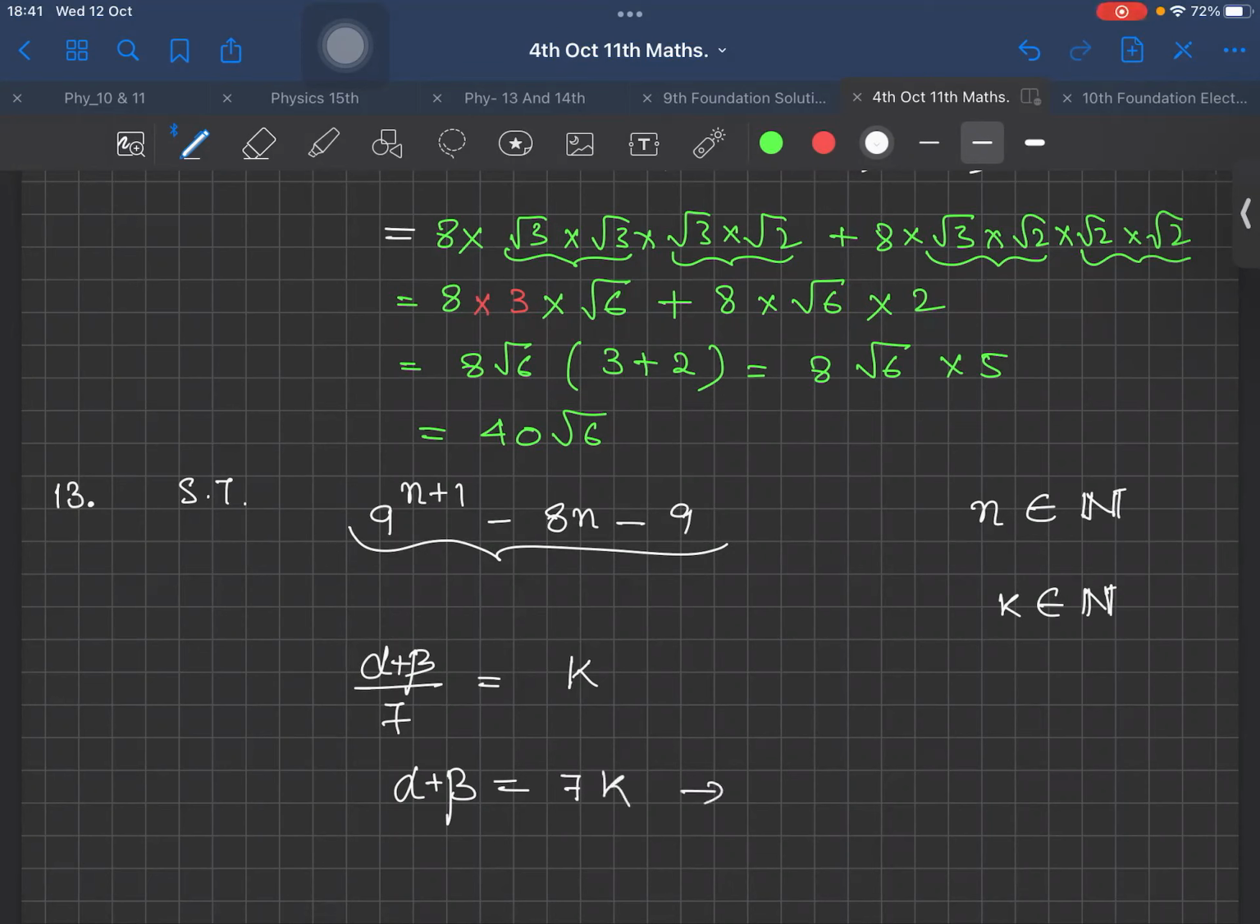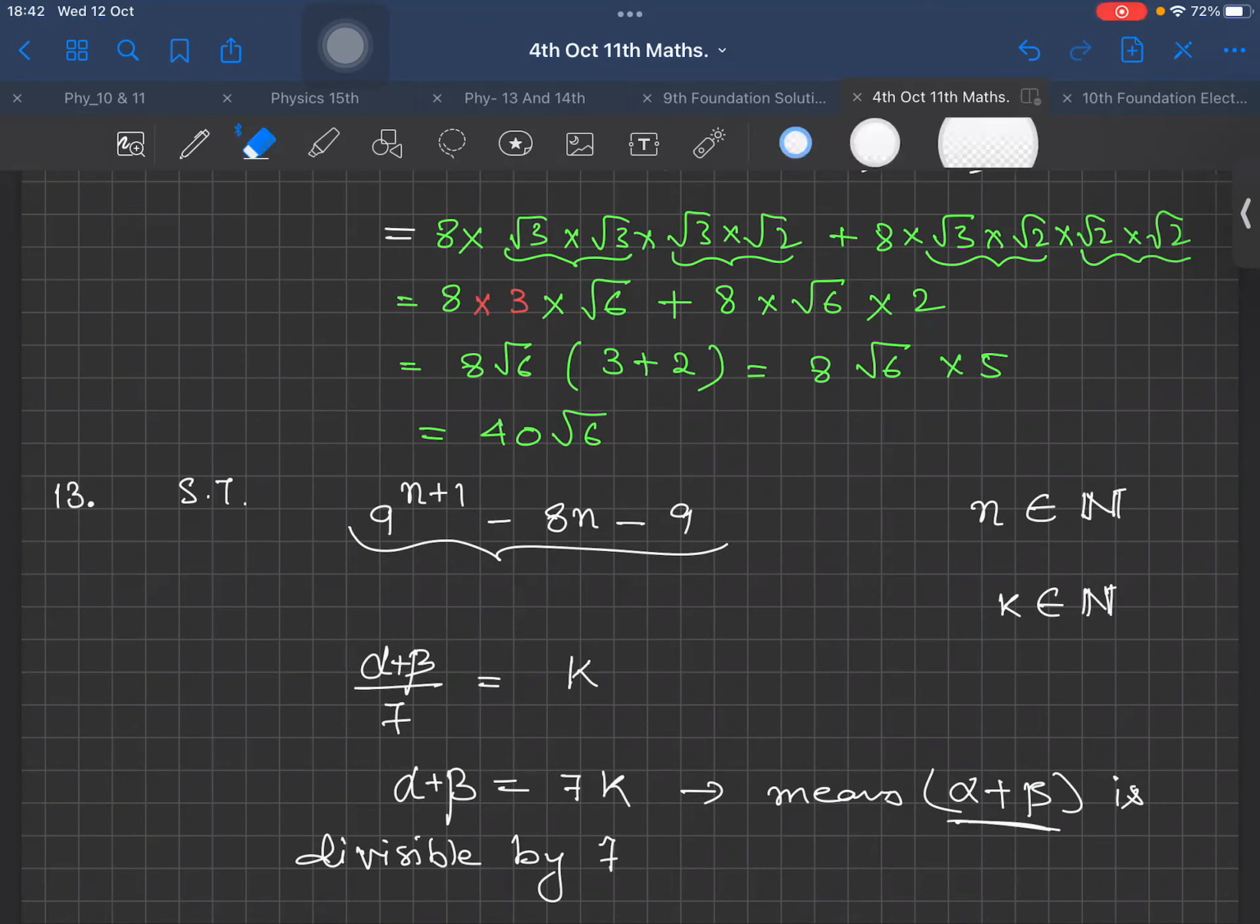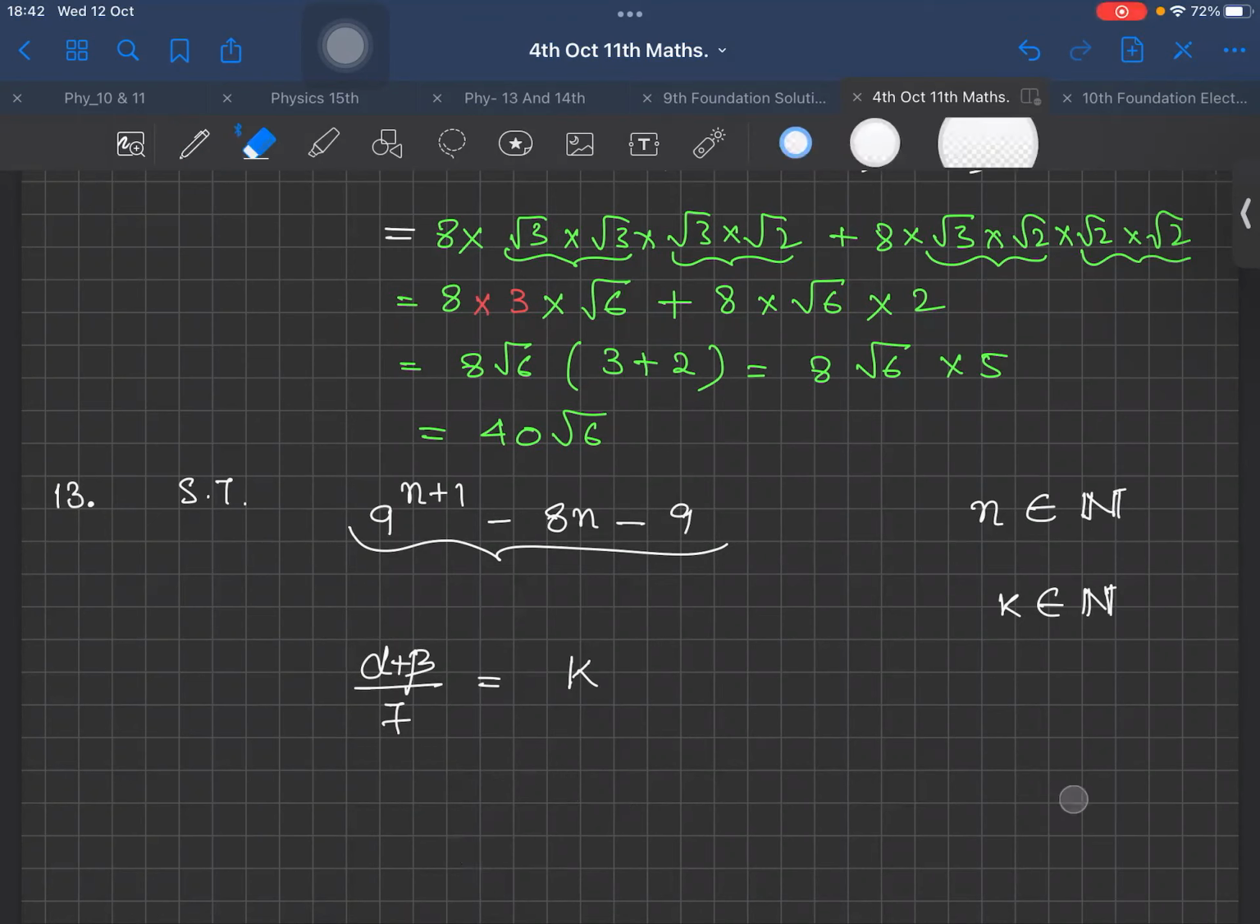So it means alpha plus beta is divisible by 7. Because if k is any value, let's say 1, 2, 3, 4, any value, it is just a multiple of 7, which means that alpha plus beta is divisible by 7. So we'll use this principle and we'll try to prove this.